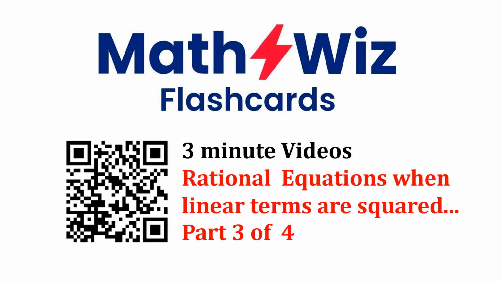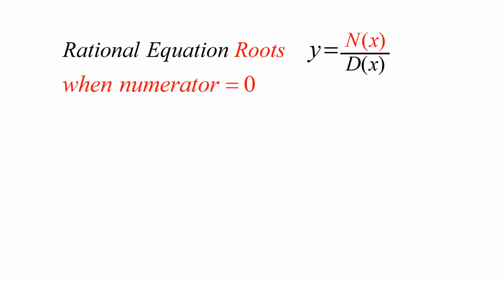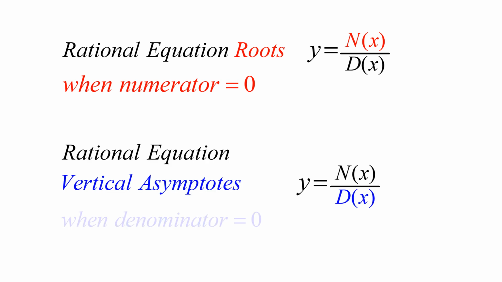Today's topic, rational equations when the linear terms are squared. This is part 3 of 4 parts. We've seen before, a rational equation is 2 parts, a numerator and a denominator. When the numerator is 0, we get roots. When the denominator is 0, we get asymptotes.